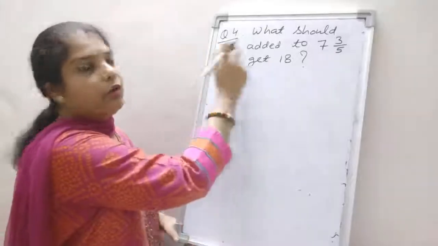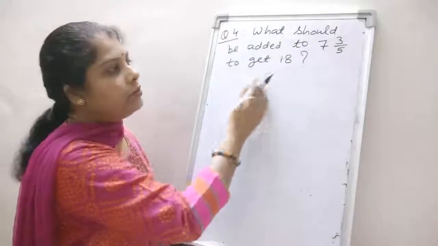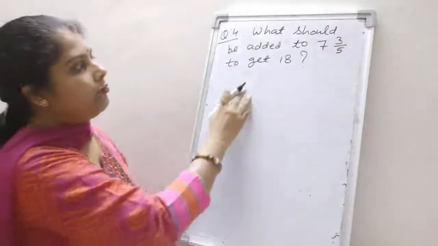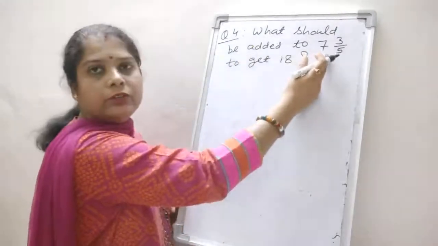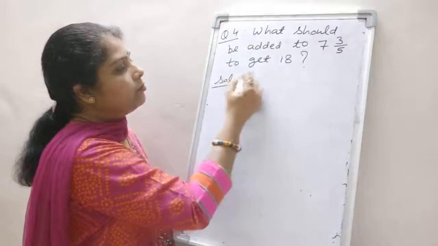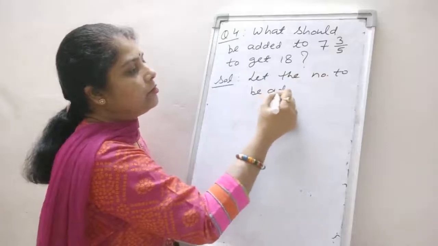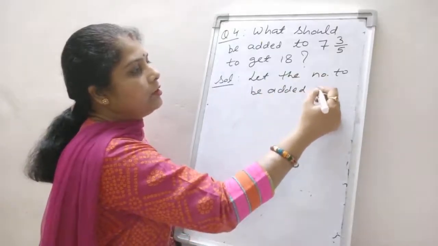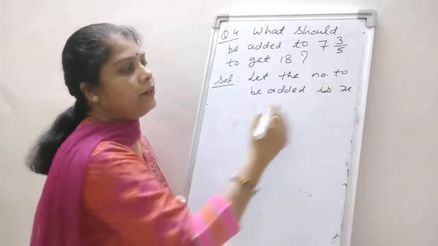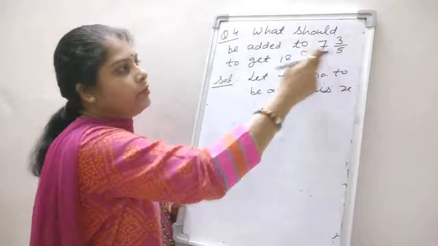Yes, question number 4. What should be added to 7 3 by 5 to get 18? Now this type of sums you have done in chapter number 1, integers, also. So here we have to find the number. What must be added to this number so we will get 18? So let the number to be added be x. Now we will add x to 7 3 upon 5. Then we will get 18.